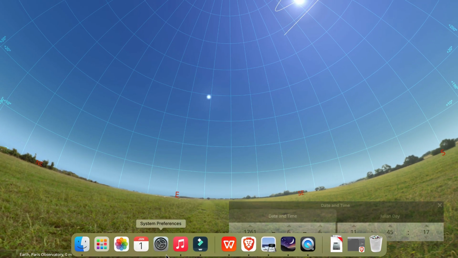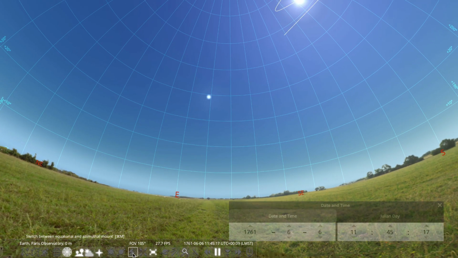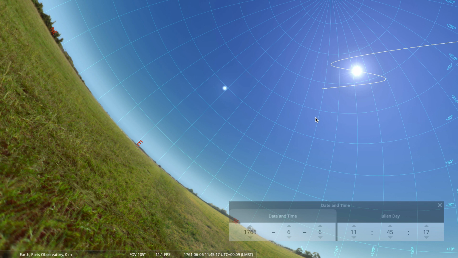So that didn't have the equatorial mount. I'm going to turn the equatorial mount on because it's easier. You can see how it tilts the terrain.